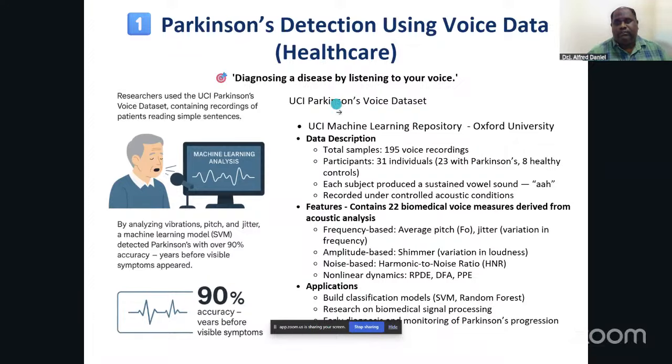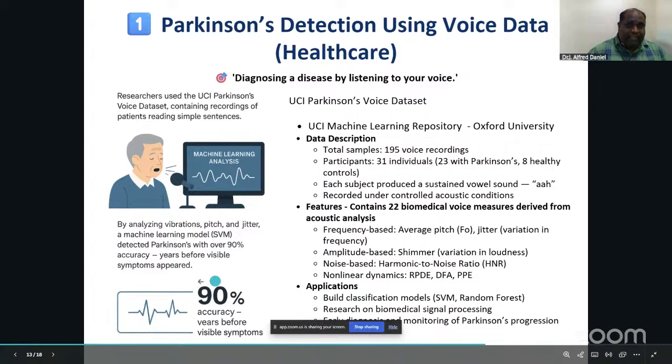They've used the UCI Parkinson voice data, which is a repository. You're aware that the UCI machine learning repository is a repository where the data set descriptions are given. They have around 195 voice recordings in total, where 31 individuals participated: 23 with Parkinson's and 8 healthy individuals. Each subject was asked to pronounce a vowel sound, R, through which they captured features such as frequency, amplitude, noise, and nonlinear dynamics. So these are the features which they captured, and the model came up with 90% accuracy.